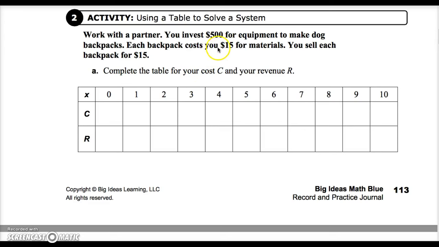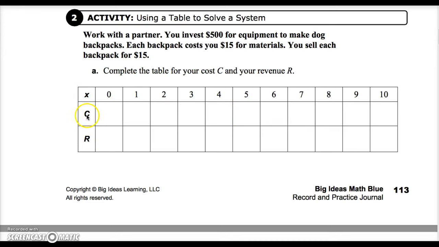Each backpack costs you $15 for materials. You sell each backpack for $15. So we've kind of talked about in this chapter cost versus revenue, and that revenue is the amount that you are making off of this. So before I start filling in the table, I need to set up an equation for the cost and the revenue, and then I can fill in the table.